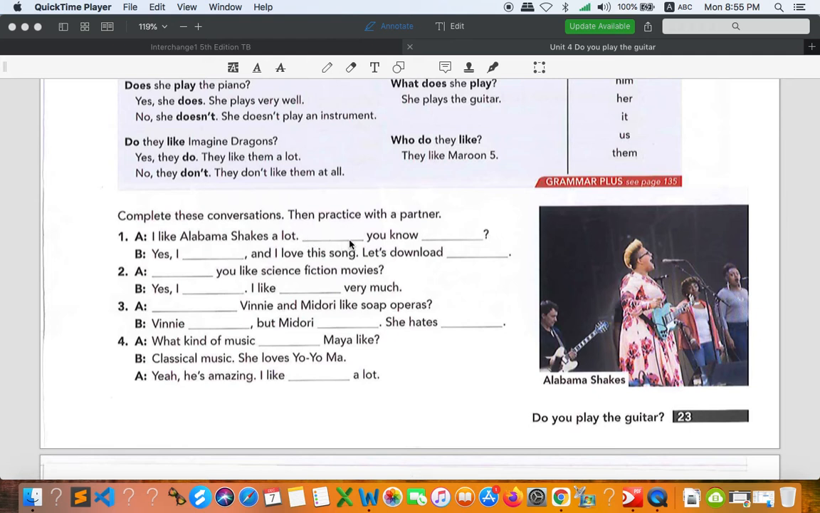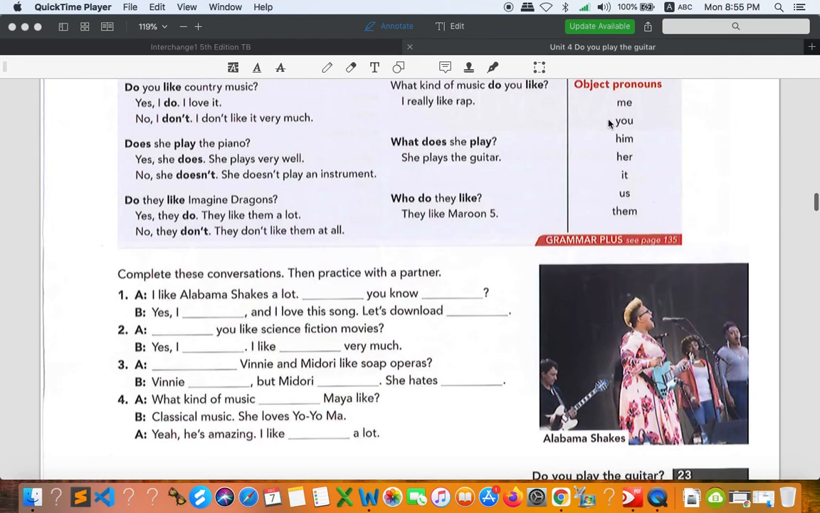So without an object question, you can say, and one more thing, the subject is you, so you can say, do you know? Then you have to use an object pronoun, okay, right here. But let's take a look at this. I like Alabama Shakes. Okay. So what should be the answer for this one?